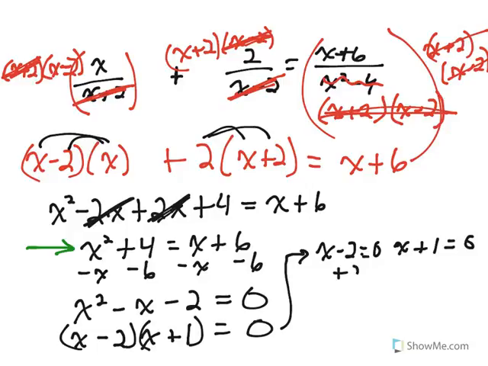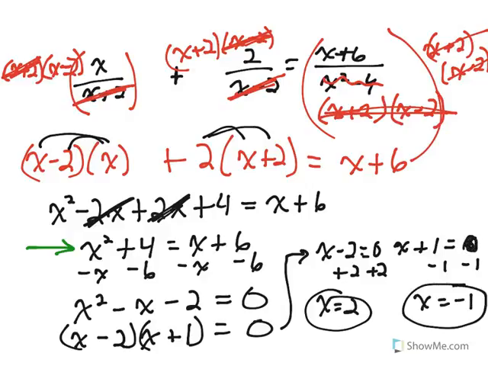Here I add 2 to both sides of the equal sign, and that gives me x equals 2. Here I subtract 1 from both sides of the equal sign, and that gives me x equals negative 1. So I have two solutions. Make sure you double check your answers by plugging both back in to your original equation and make sure that they work.